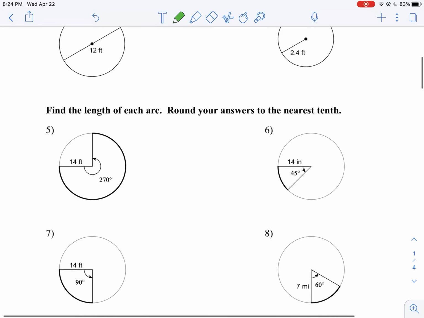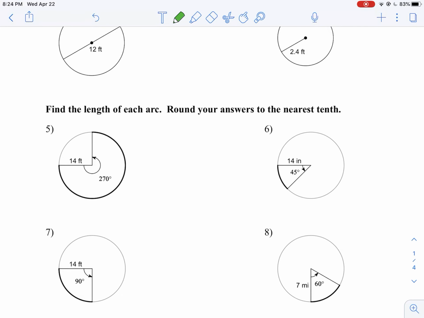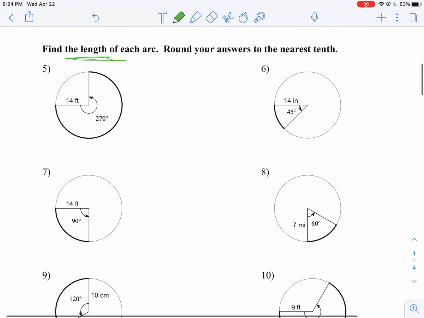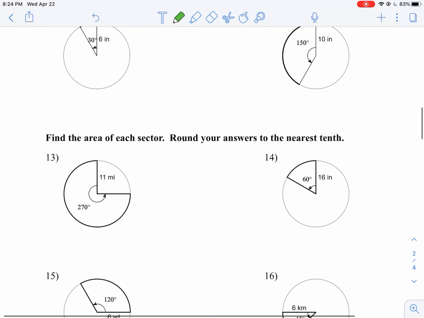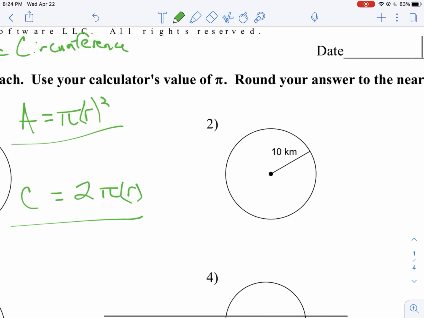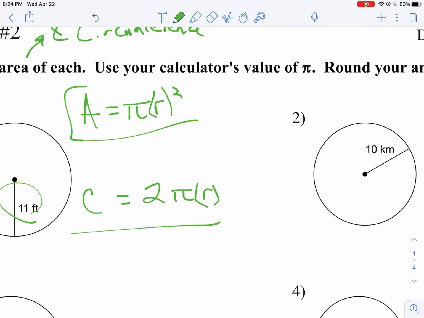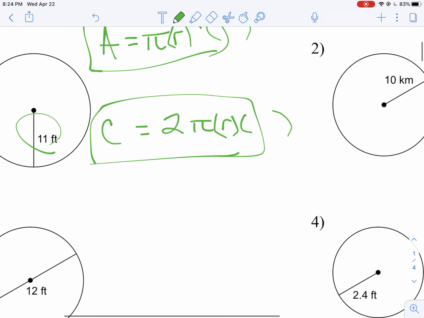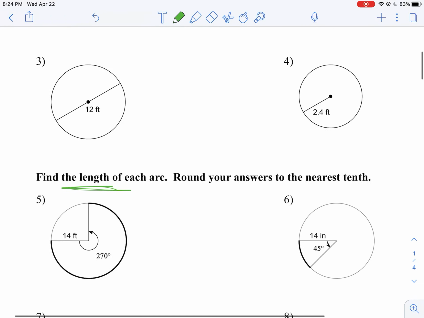So the new part for area number 2 is we're going to talk about finding arc lengths. We've found arc measures before. Arc lengths are a little different. And later on, we will find sector area. Really, finding arc lengths and sector areas are just using these same two formulas, but we're going to put a little fraction, a ratio, at the end of these to help us find just a portion of either the circumference or the area.